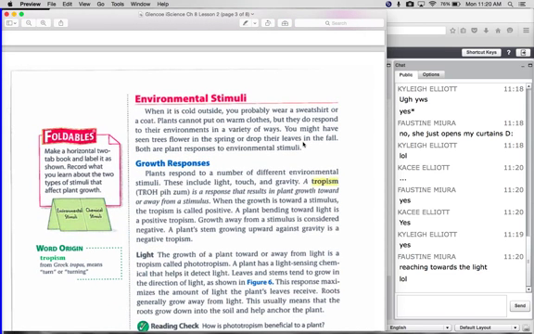So, there are different words for the different types of environmental stimuli. For example, if you're talking about a response to an environmental stimulus, that is called a tropism. Now, tropism is a response that results in growth towards or away from a stimulus. If it's a response towards a stimulus, then it's called a positive tropism. Whereas if it's a response away from a stimulus, it's a negative tropism. For example, plants will grow towards the light. Is that a positive or negative tropism?